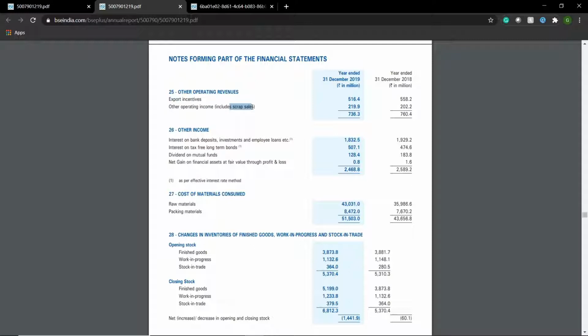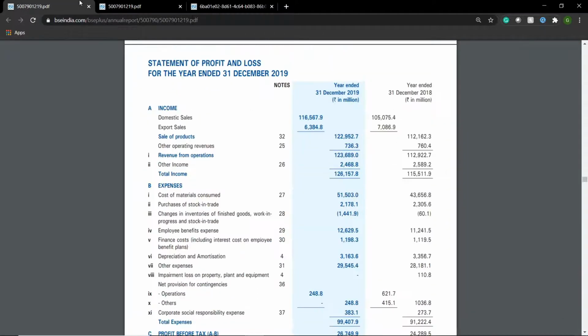Now what is scrap sales? So whenever a company is manufacturing its products, along with those products some scrap material is also produced, which is of no use for the company. So it sells these off to some scrap dealers or other companies which might use these, and it generated a revenue from the same. So that's it.